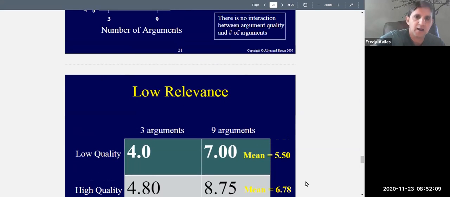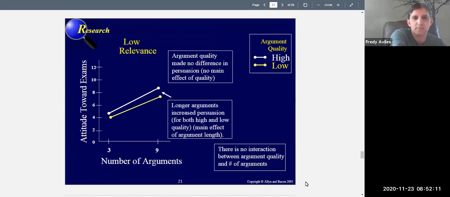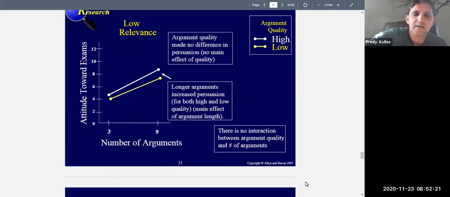Look at the graph again, right? The difference here under 3 arguments, look, right? The 2 dots there, pretty close together. Under 9 arguments, they're still pretty close together. A little bit more spread out, but not much. So that's what you find under low relevance.